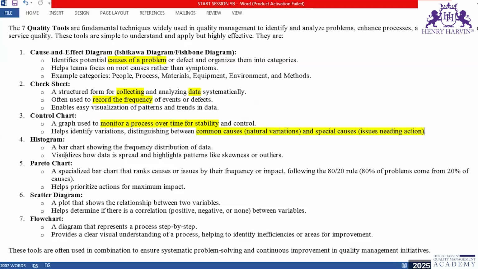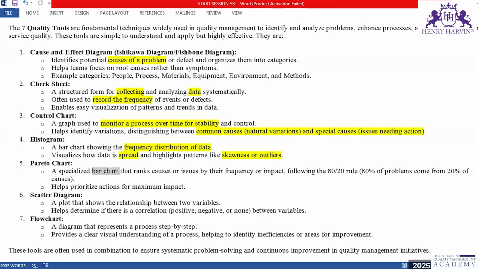And then comes your histogram, which is again a bar chart showing the frequency distribution of data. Very important, how the data is going. So how data is spread, it highlights patterns like skewness and outliers. So shape, spread, I can get the spread, I can get the shape, and I can also get the center of the data.